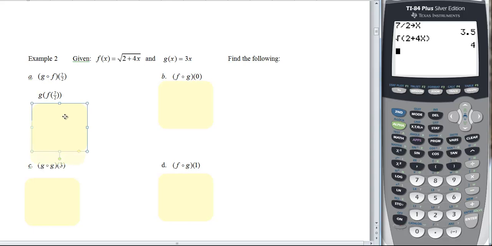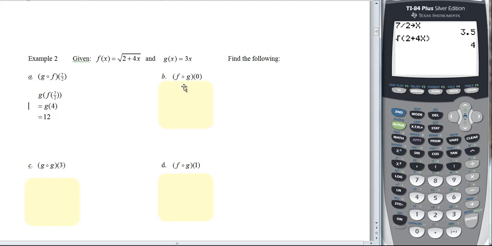So the 4 is going to replace that f of 7/2. Come on, I moved you. Whoopsie. And guys, now I'm back. This is just functional notation. I just have to do it 2 times here. So I need to take 4 to g. When I get there, I should end up with 12. So there's my answer.